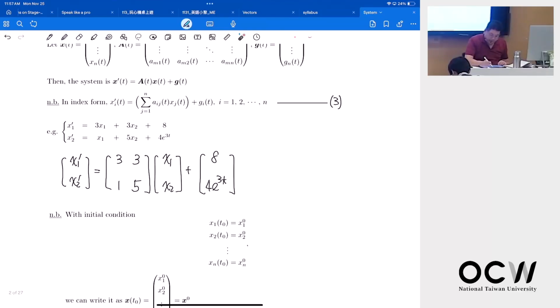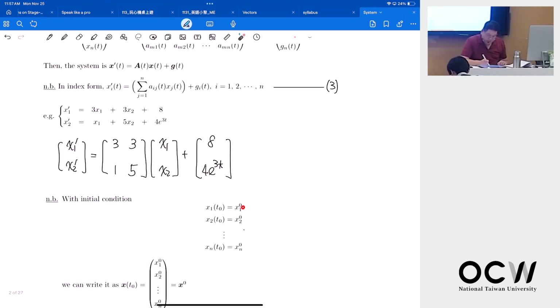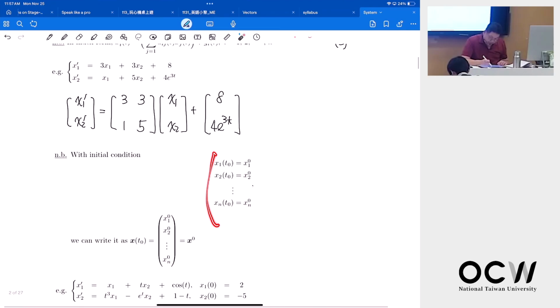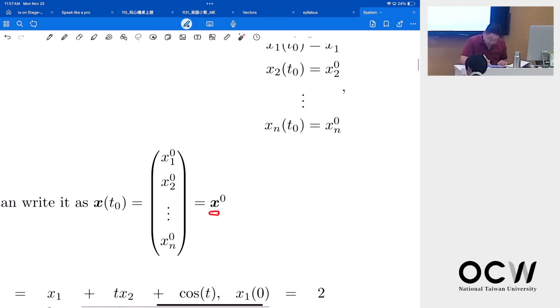If I have initial conditions, say here are the initial conditions, x1 of t naught, then we put the subscript 0. So x1 0, x2 0. Then I collect all these initial conditions, and we can write it down as a vector, x of t naught, and we say this is still a vector, x sub 0.